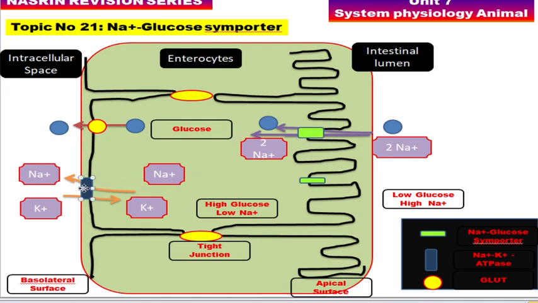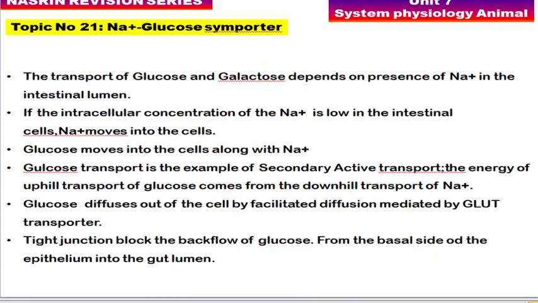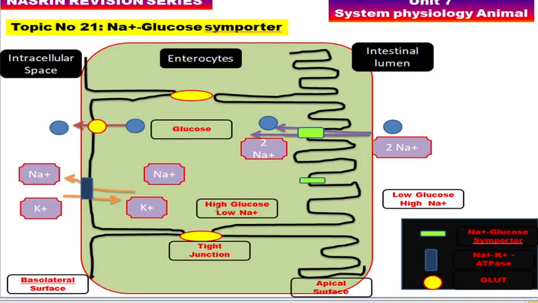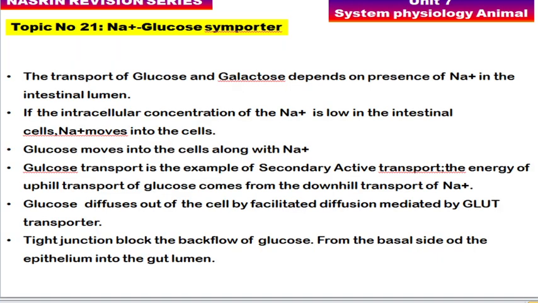Next, this is the sodium potassium pump, which is involved in transporting sodium ion and potassium ion. In the intestinal lumen there will be low glucose and a high amount of Na+, whereas in the enterocytes there will be high glucose concentration and low Na+ concentration. Glucose transport is an example of a secondary active transport mechanism, because the energy for the uphill transport of glucose comes from the downhill transport of sodium ion. In the enterocyte the concentration of Na+ is very low, whereas the concentration of glucose is very high.